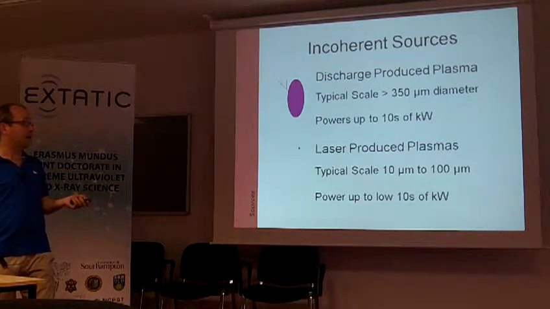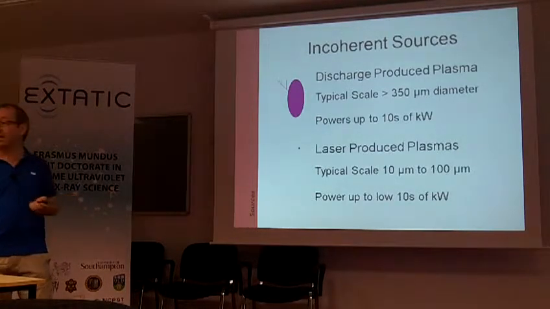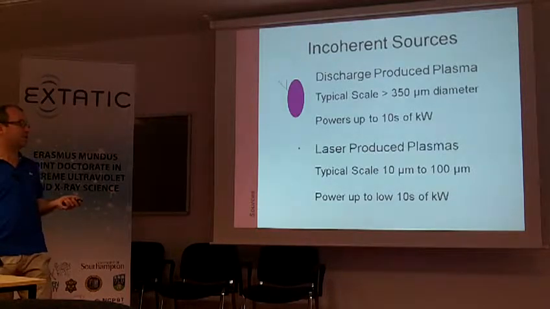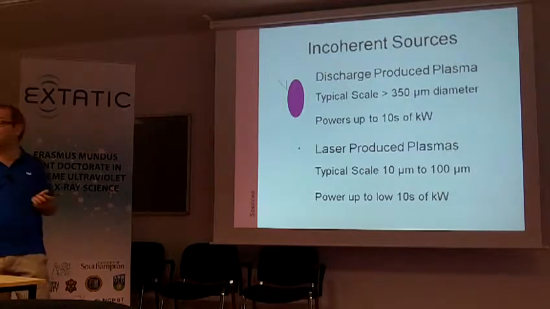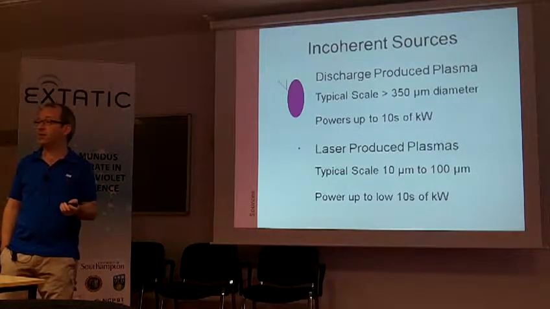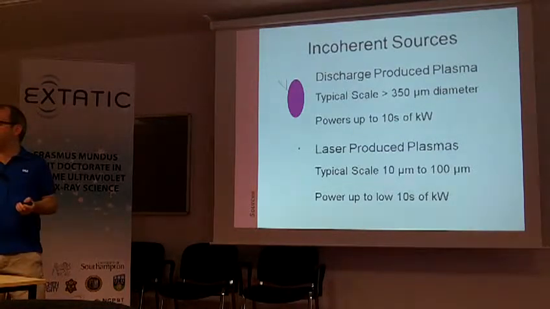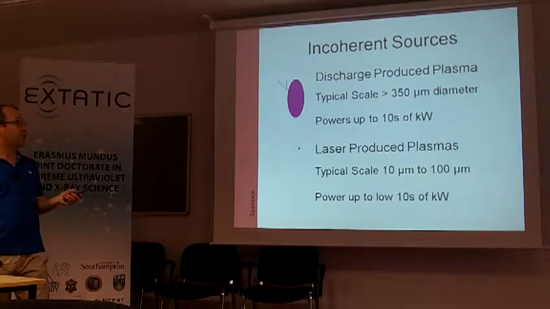Laser plasmas are typically on a scale which is a lot smaller. You can make EUV emitting laser plasmas, maybe not 10 microns, but we've certainly made them 15 or 20. And they can be powered up to tens of kilowatts as well. So the size of the source is important. I'm going to talk about the size of the source now.